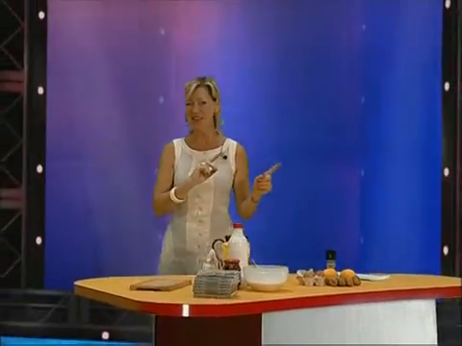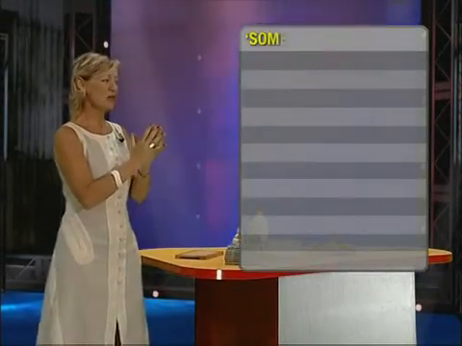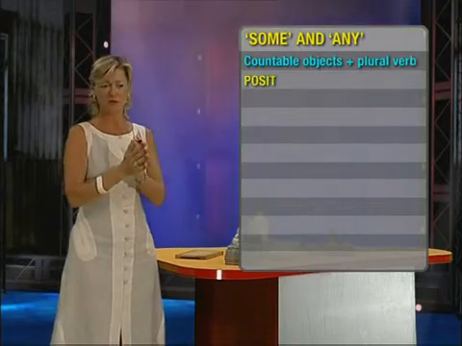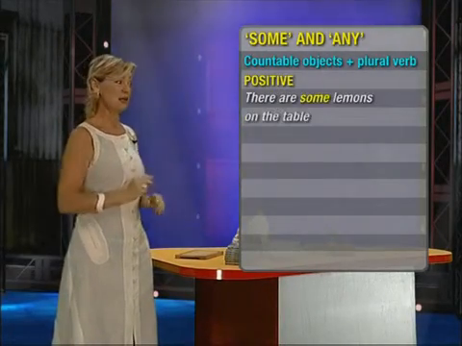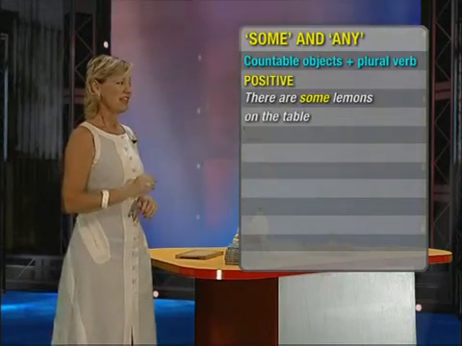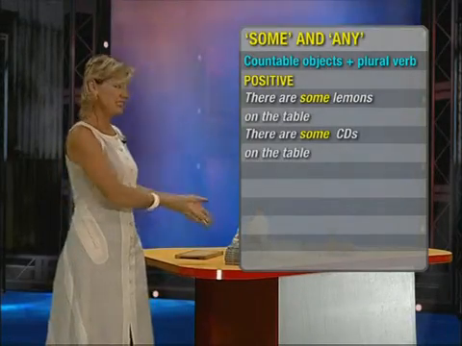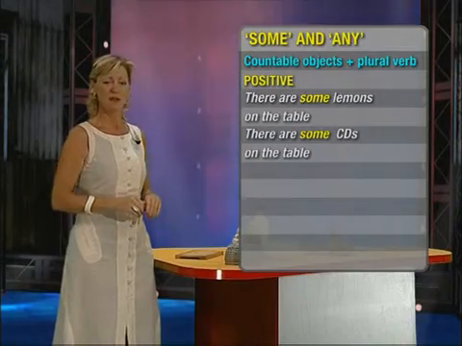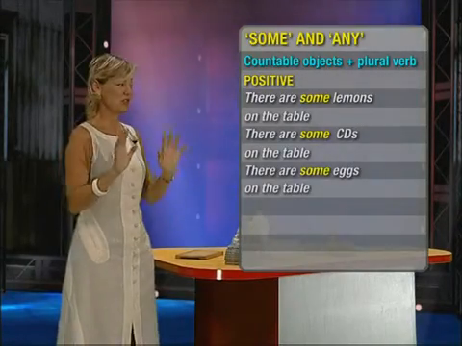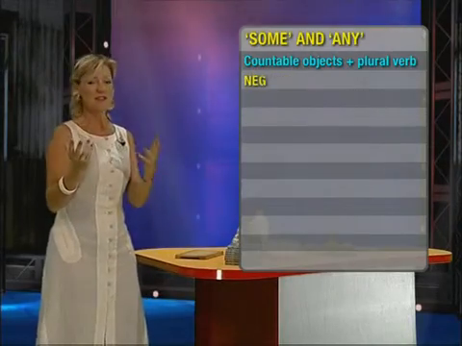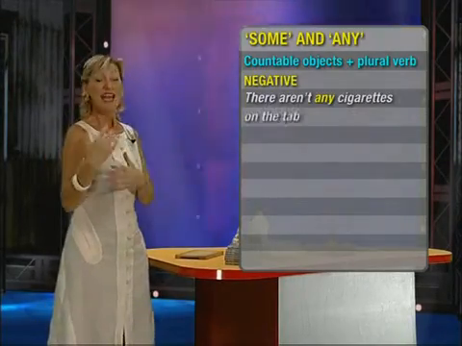Let's look at the screen to see that written, all right? And we will do a general summary. So we said countable objects in the plural. In the positive form, we say there are some lemons on the table. There are some CDs on the table. There are some eggs on the table. So that's countable. Now the negative is there aren't any.